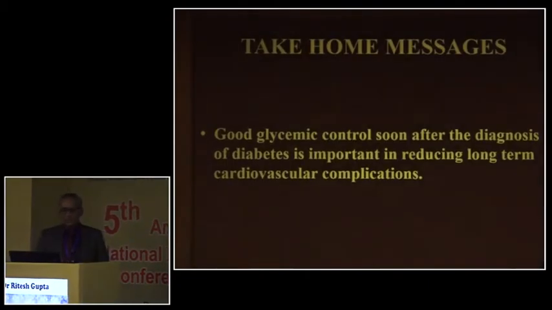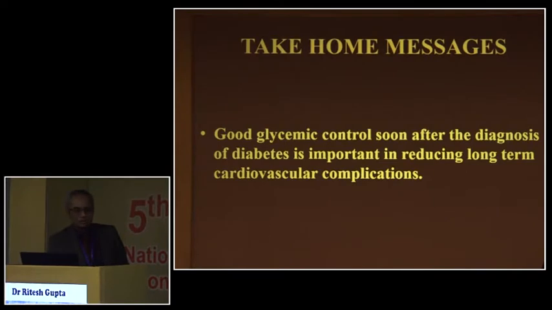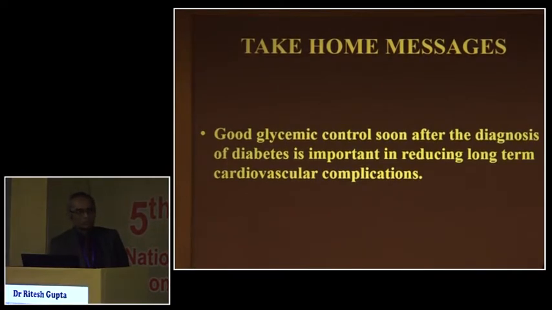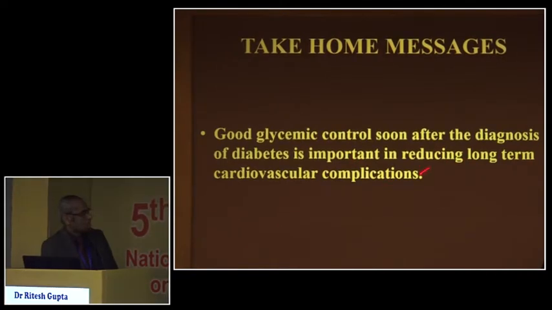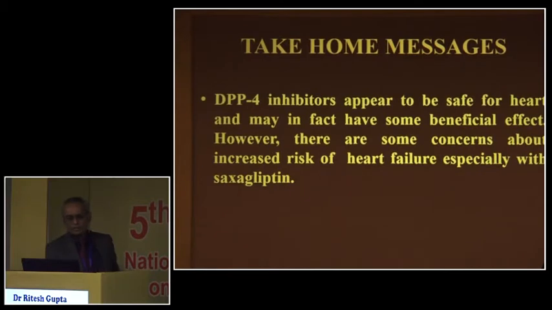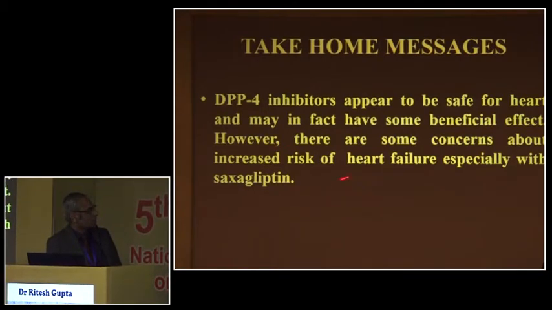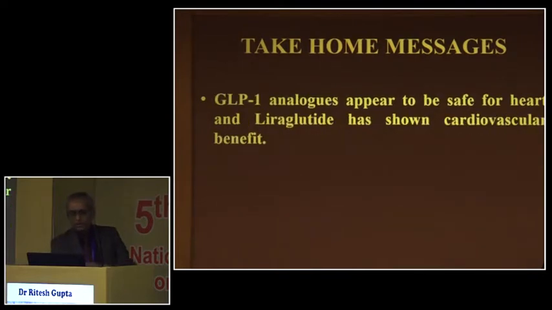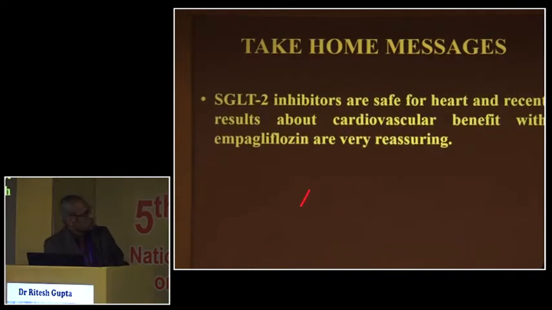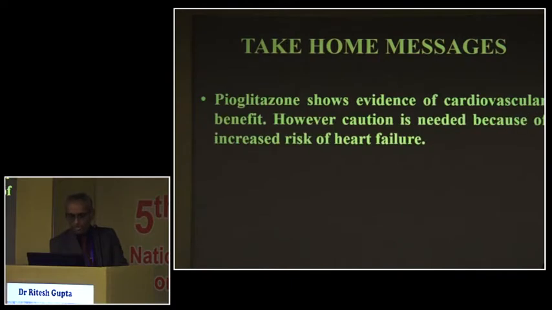So what do we conclude? I think just three or four messages. As I emphasized in the beginning, good glycemic control soon after diagnosis of diabetes is important in reducing long-term cardiovascular complications. DPP-4 inhibitors appear to be safe for the heart and may in fact have some beneficial effect. However, there are some concerns about increased risk of heart failure, especially with saxagliptin. GLP-1 analogs appear to be safe for the heart, and liraglutide has shown cardiovascular benefit. SGLT2 inhibitors are safe for the heart, and recent results about cardiovascular benefit with empagliflozin are very reassuring. And pioglitazone shows evidence of cardiovascular benefit. However, caution is needed because of increased risk of heart failure and because you have other drugs which are available. So one should use it, but with caution.